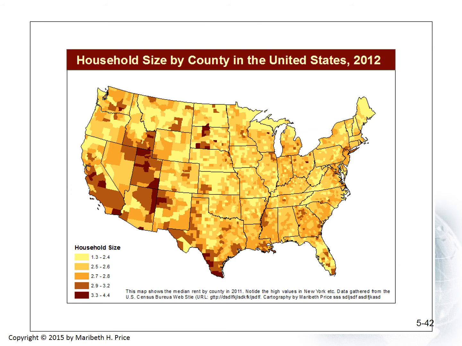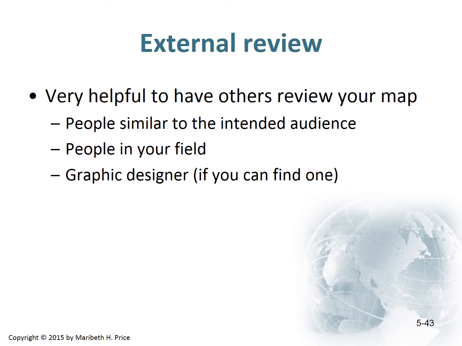So here's another one, household size by county in the United States, 2012. Very clear title. Not a lot of wasted space. The map tells us some information about where things came from at the bottom down there. That's good. The color ramp is easy to understand. Low colors light, high values dark. Much better representation.